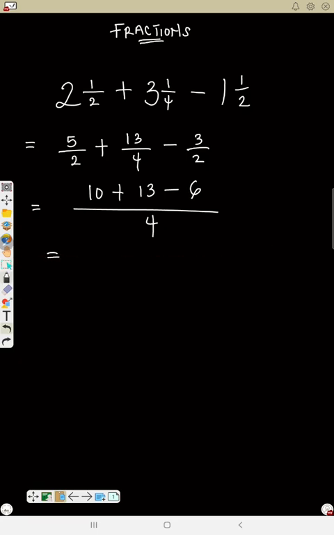Now this will be 10 plus 13, 23. Then 23 minus 6, so that will be 17. So that means you have 17 divided by 4. How many 4s can you see in 17? 4 times 4 is 16, remainder 1 over 4. So that is the answer.